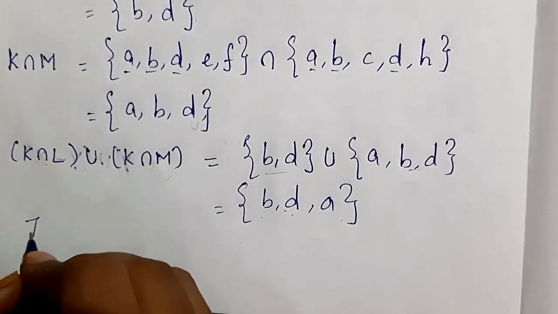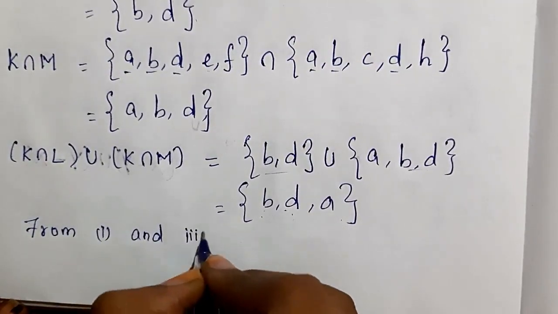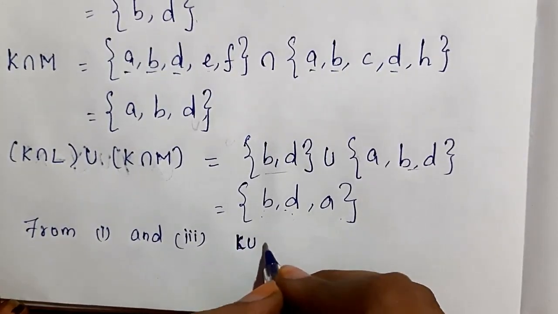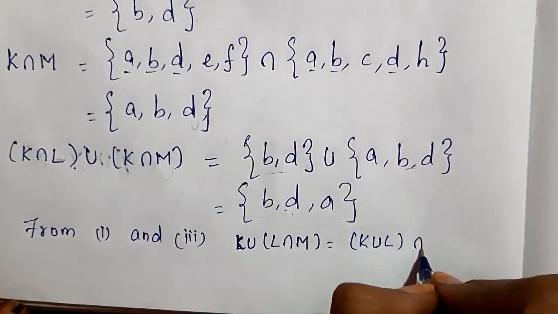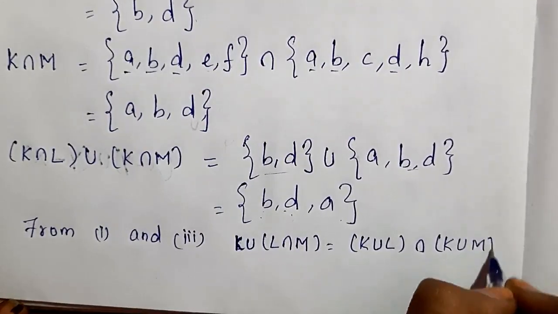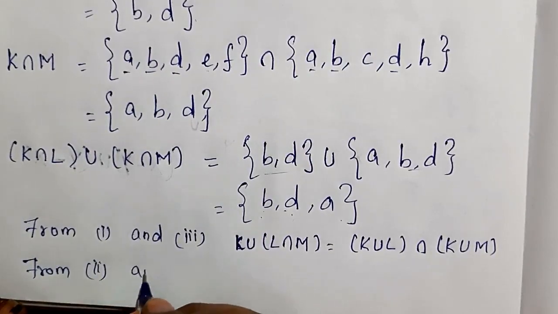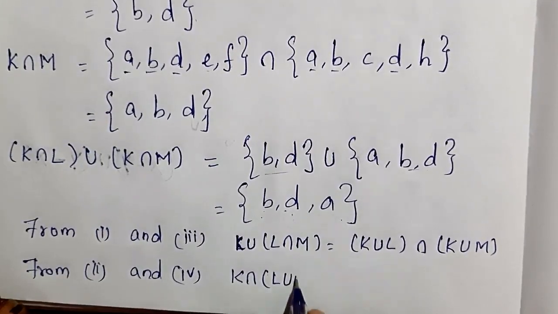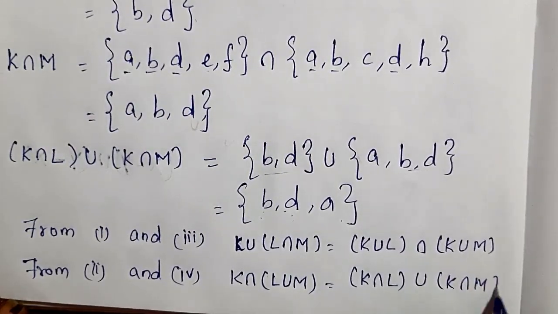We can write from 1 and 3rd. What we found? K union L intersection M equal to K union L intersection K union M. Also from second and fourth, we found that K intersection L union M is equal to K intersection L union K intersection M. Okay.